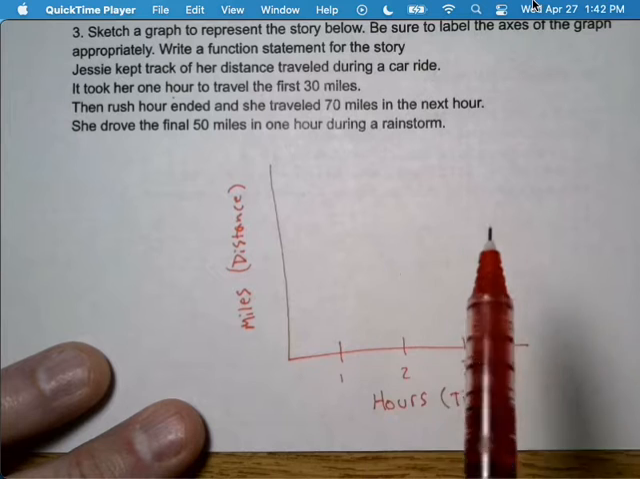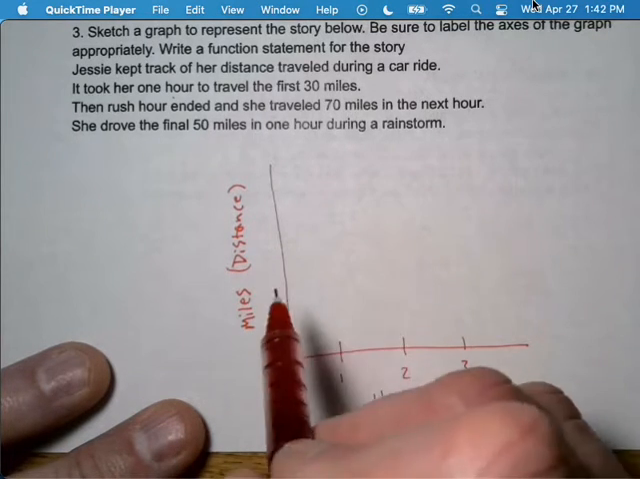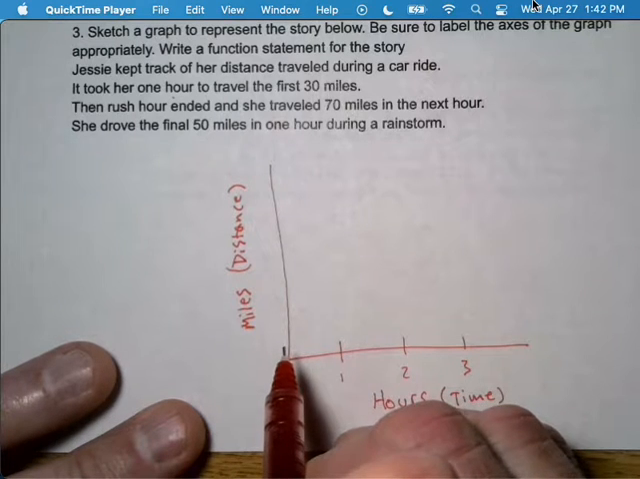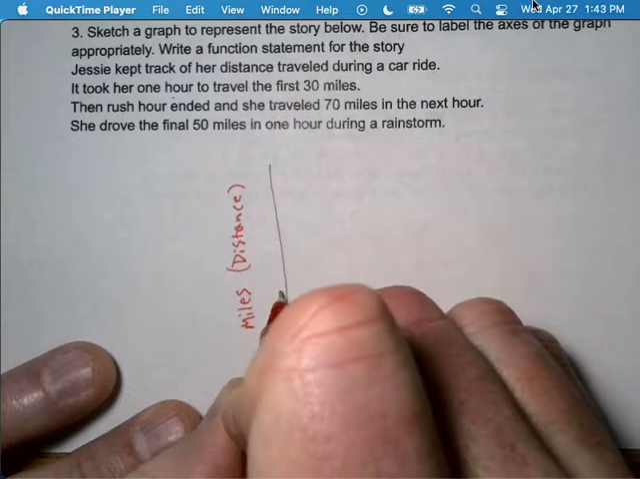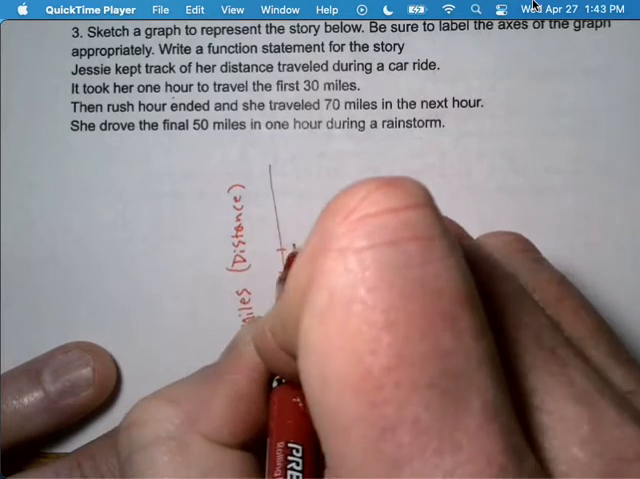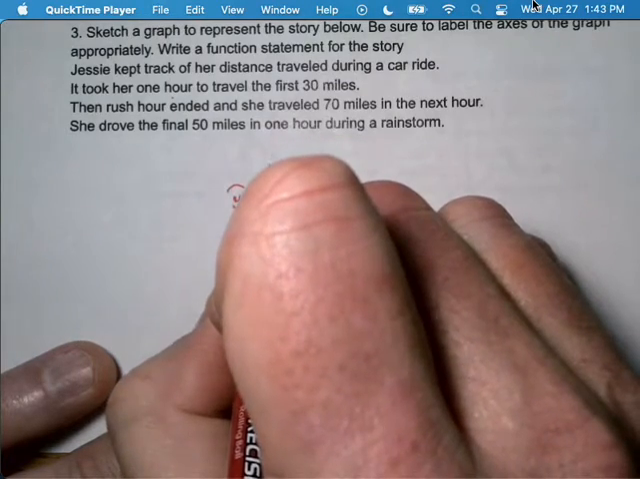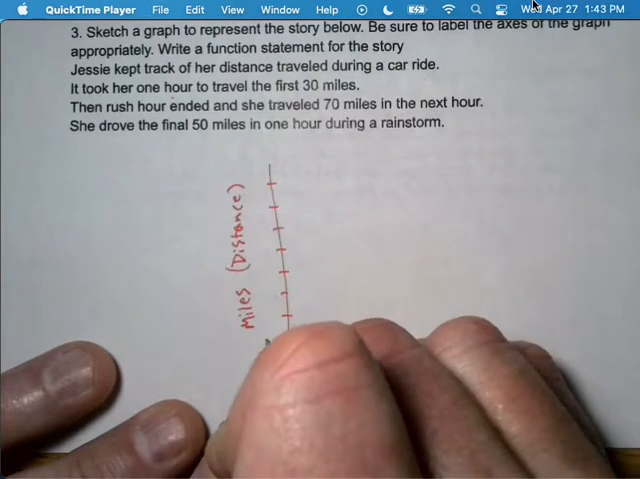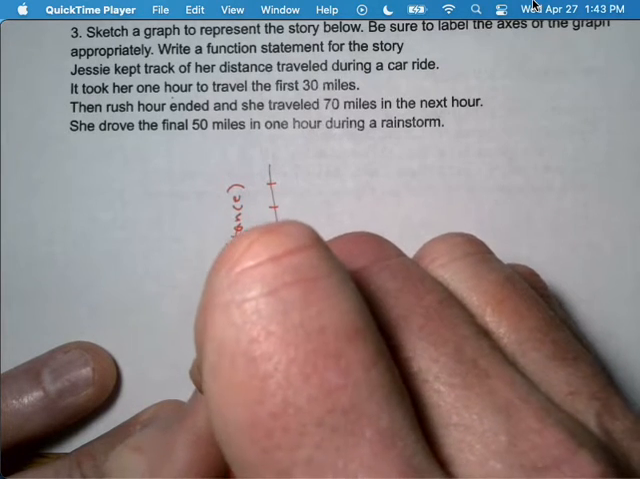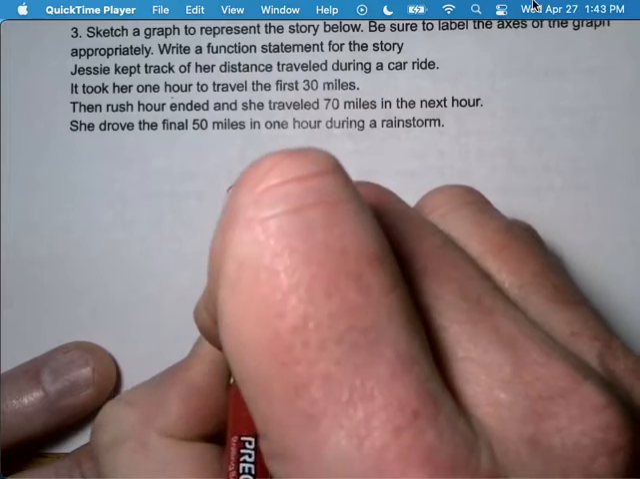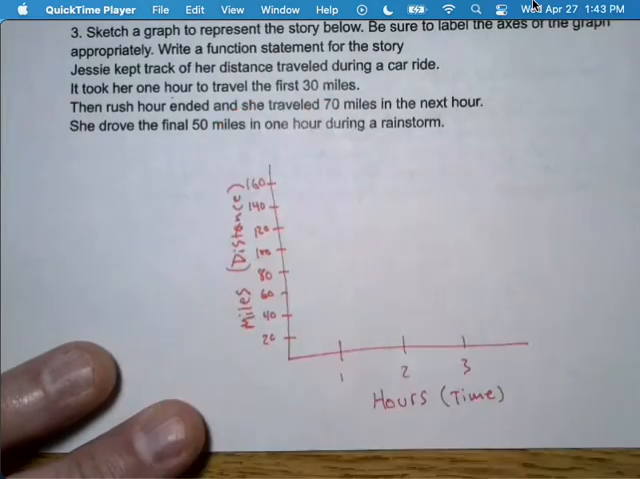And it says it took her 1 hour to travel the first 30 miles. And so we can make our increments in, I don't know, 10 or 20 mile, let's do 20 mile increments. 20, 40, 60, 80, 100. So I think that should be good. So if we number those 20, 40, 60, 80, 100, 120, 140, 160. Okay?